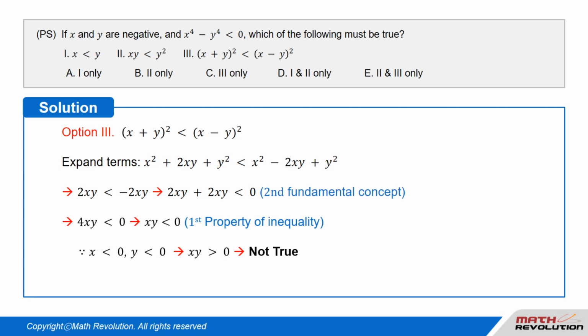Since x and y are negative, the product of two negative numbers is positive, thus x times y is greater than 0. Since this option simplifies to x times y is less than 0, this option is not true. Only option 2 is correct, and thus B is the right answer. Answer B.